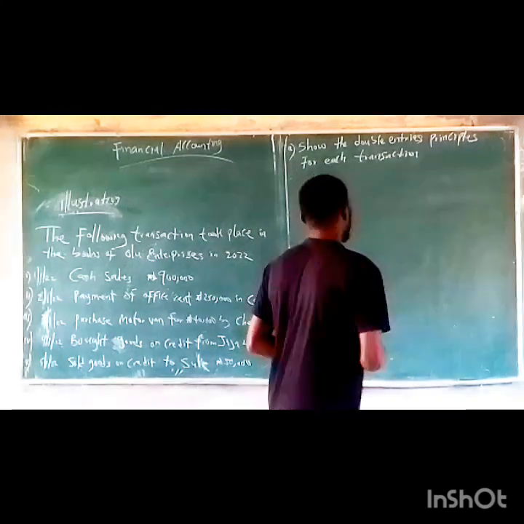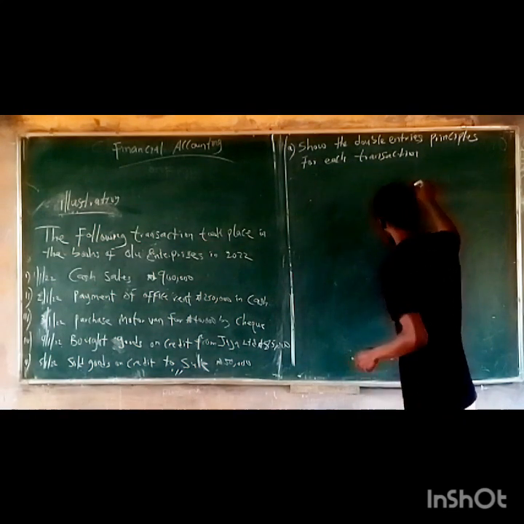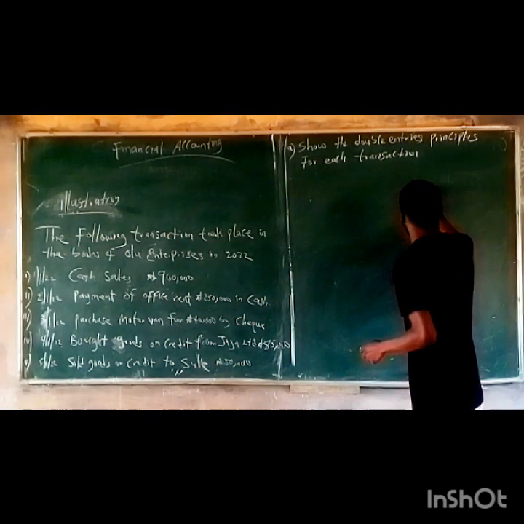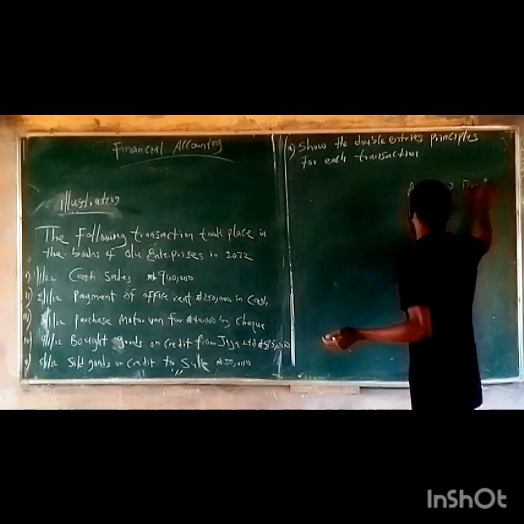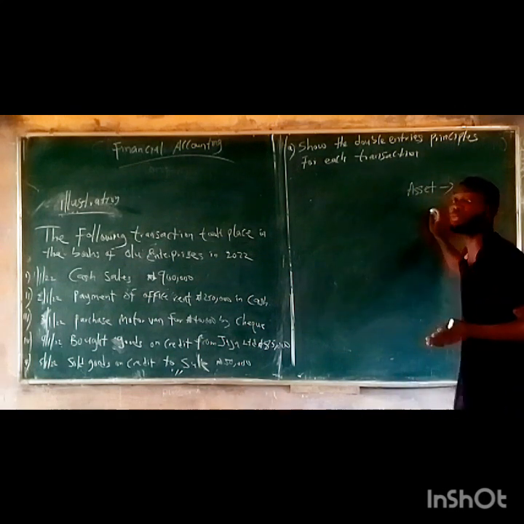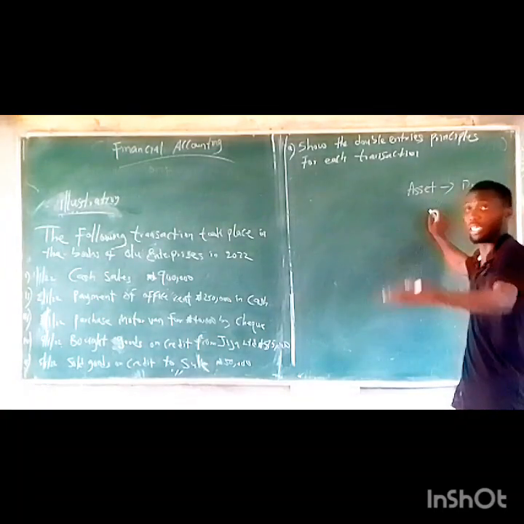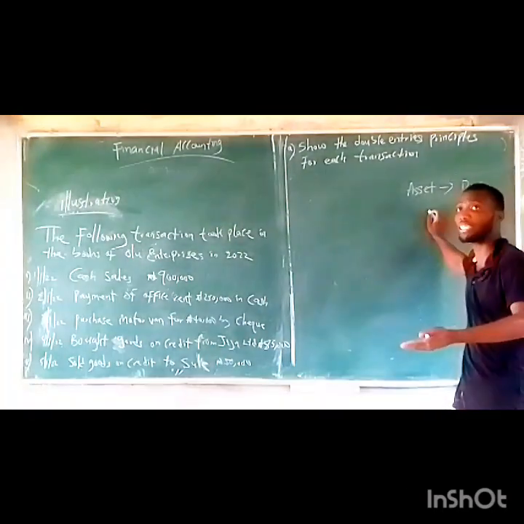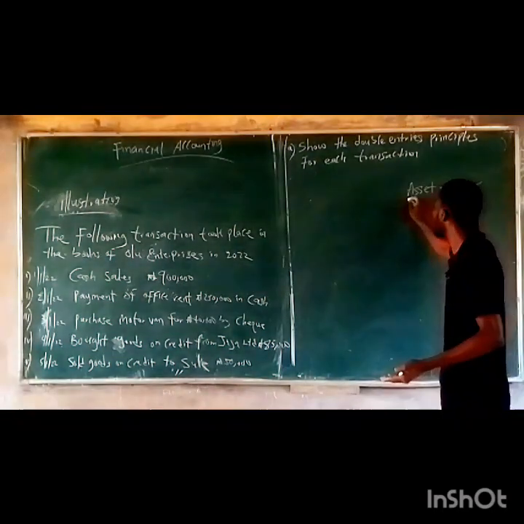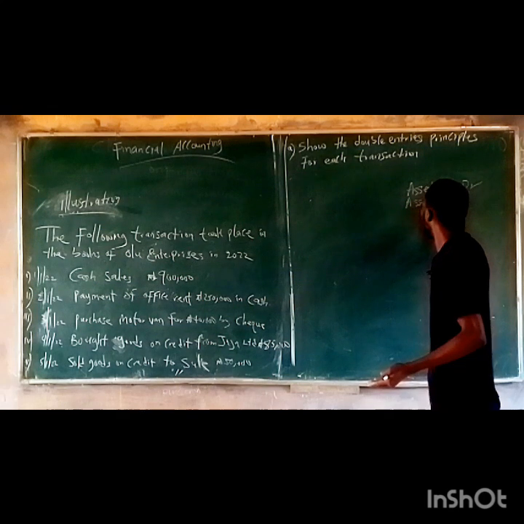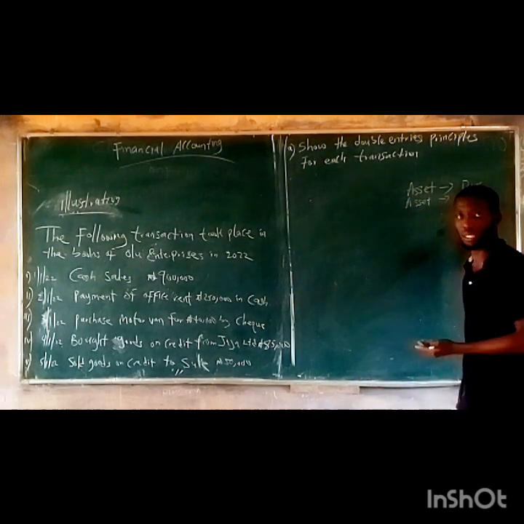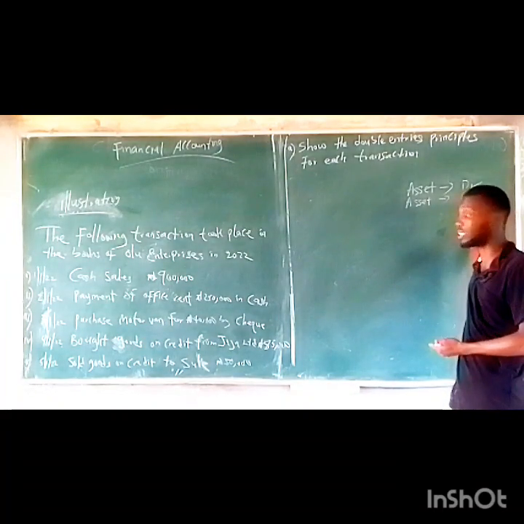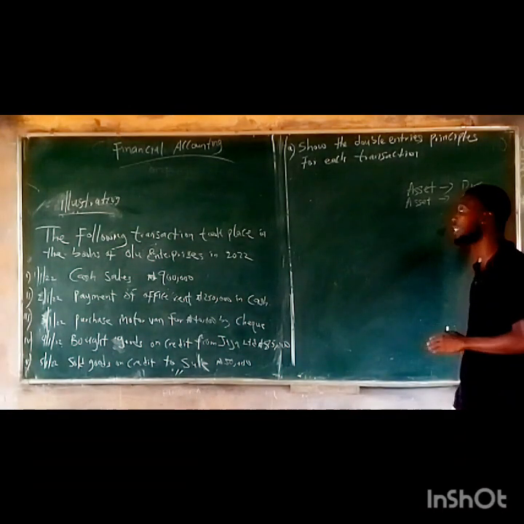Now, take note of this. When an asset is increasing, that means it is at the debit side. When an asset is at the debit side, it means there is an increase in the value of the asset. But when an asset is credited, that means there is a decrease in asset.